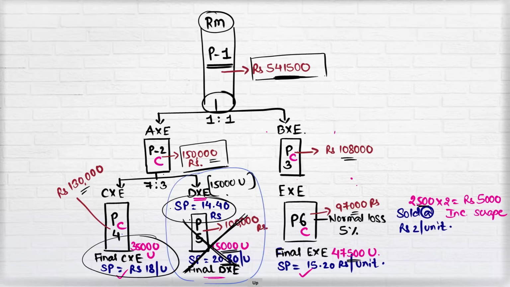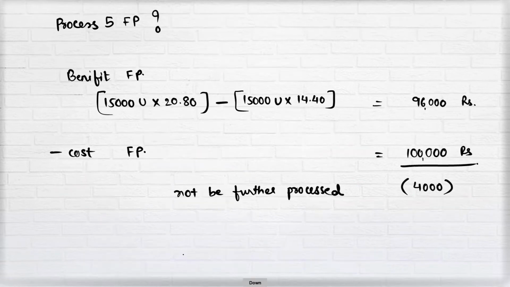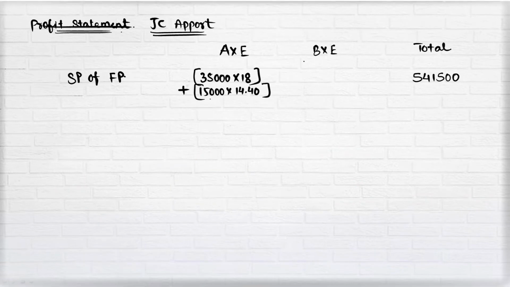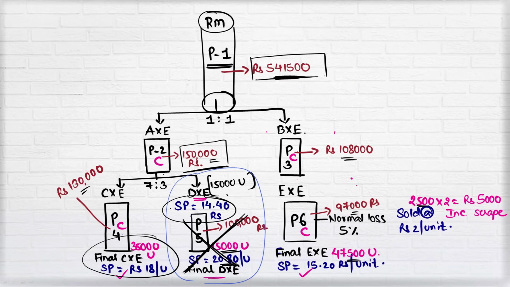What will be the final sales value of BXC? Final sales value of BXC is 47,500 into 15.20. Sir, it is not the sales value of BXC. It is the sales value of a final EXC. Agreed. But the final EXC is ultimately manufactured from BXC.